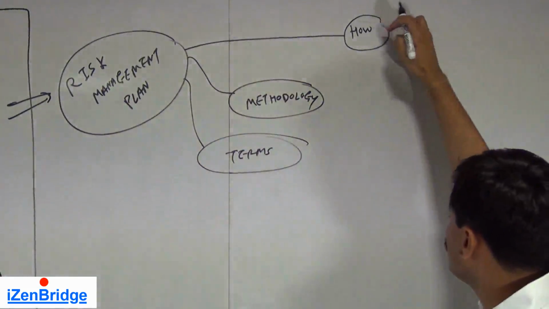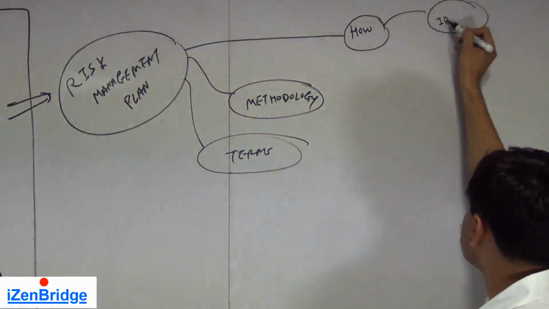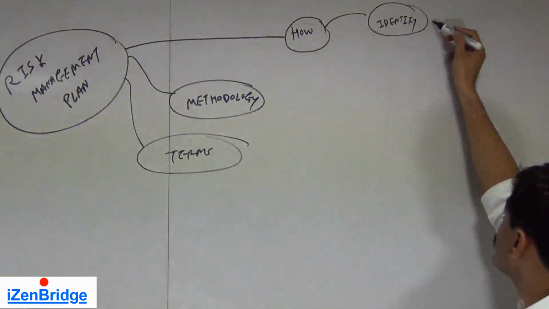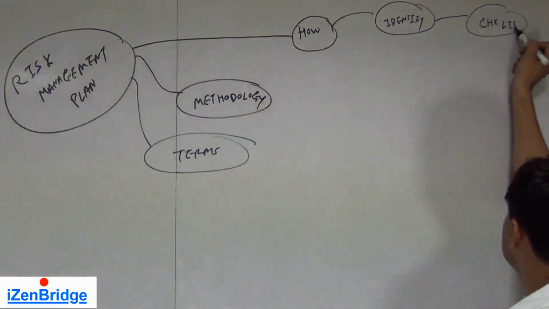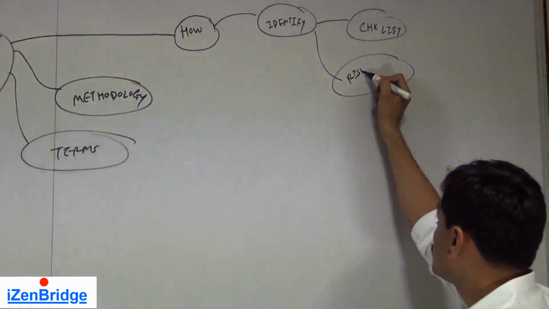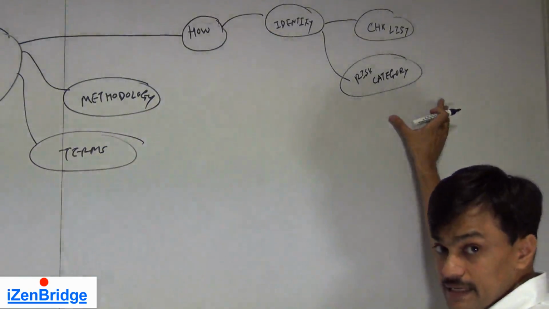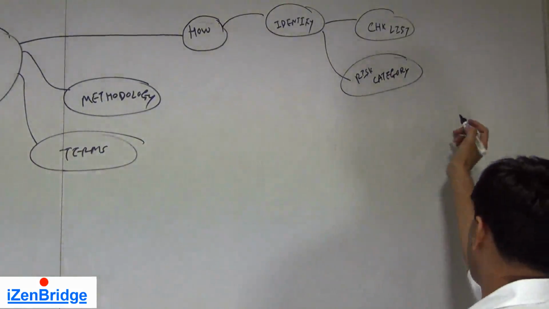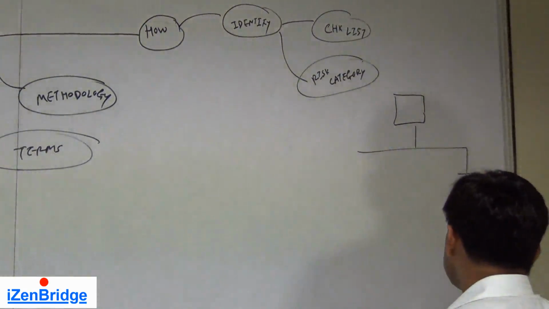Now when we say how, it will tell how we are going to identify risk. Means which checklists we will use. Are we using risk categories? The risk category may also be represented in the form of a risk breakdown structure. What is a risk breakdown structure? It's a hierarchical representation of risk categories.